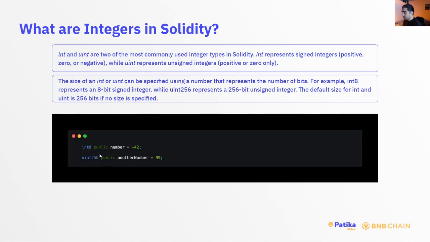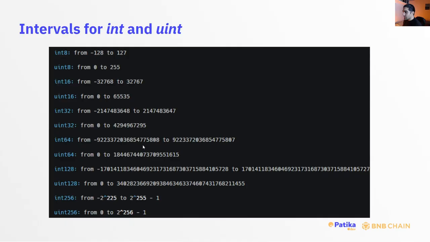So here, this is basically how we declare and initialize integers in Solidity. These are the intervals. You can use them as you need. For example, if you are certain about the interval of your number, you can use int8. For example, if it's going to be 100 all the time, you don't need to use int64 since it's going to occupy more memory.